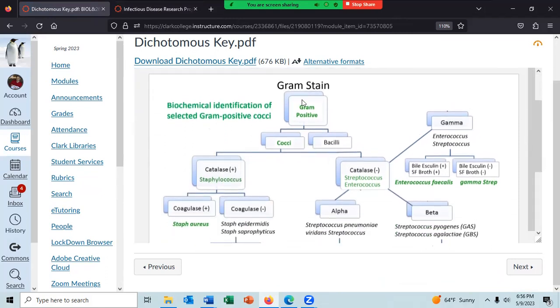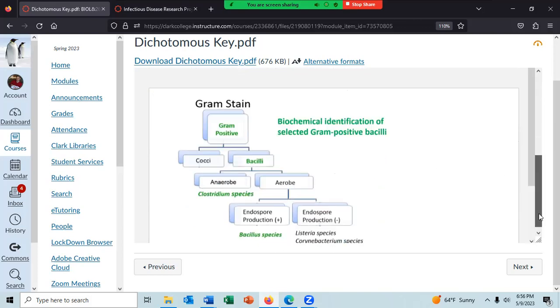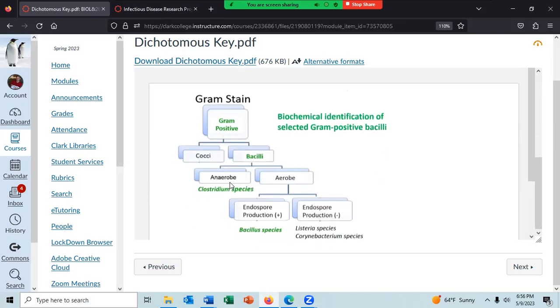So the first thing is the gram stain and the dichotomous key. Gram-positive cocci are shown here. The gram-positive bacilli are here, and then you go to the next page for the bacilli. You separate it first into, is it an anaerobe or an aerobe? The anaerobes are Clostridium species, and this lab is not looking at them. We're looking at the aerobes. And then we have the endospore positive, it'd be a Bacillus species.